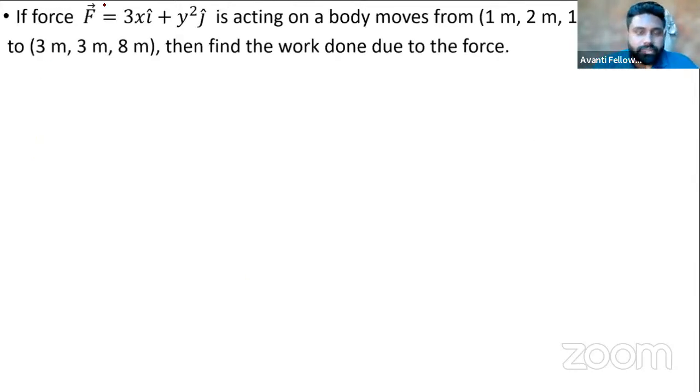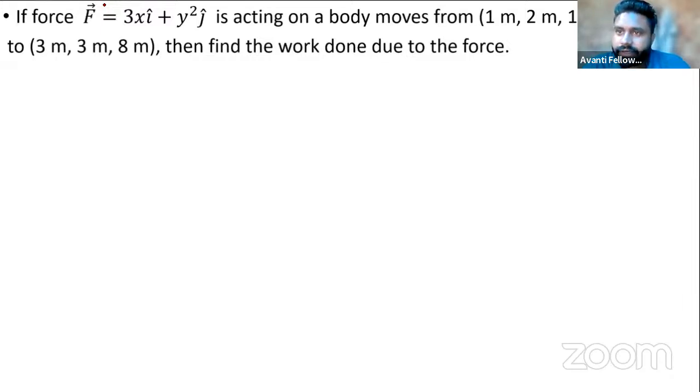Now, the next question is just the advancement of that question. If the force F vector is equal to 3x i cap plus y square j cap, acting on a body that moves from (1, 2, 1) meters to (3, 3, 8) meters. These are the x, y, z coordinates, the initial and final positions. Then find the work done due to the force.